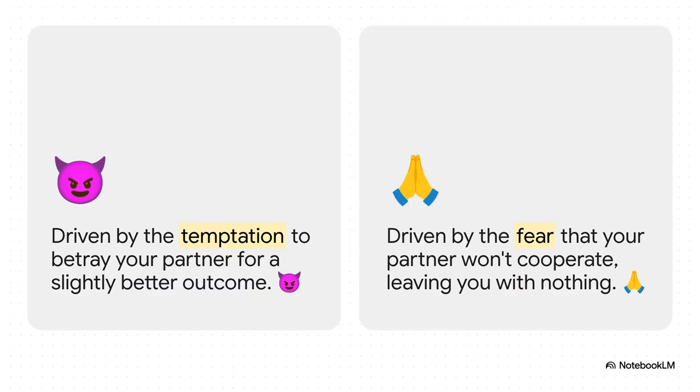So this is the key difference in what's motivating the players. The prisoner's dilemma is driven by the temptation to double-cross your partner for a slightly better personal outcome. The Stag Hunt, though, is all about the fear that your partner won't cooperate, leaving you high and dry. It's basically greed versus the need for assurance.